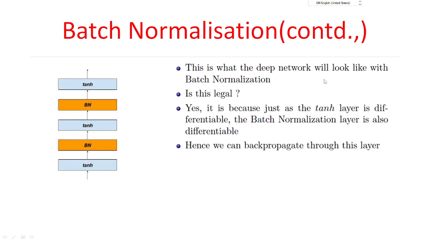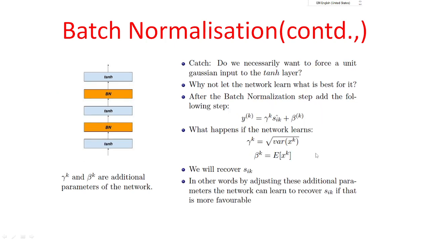This is what the deep network will look like with batch normalization. With batch normalization, tanh, then batch normalization, then tanh. The tanh layer is differentiable. The batch normalization is also differentiable. Tanh is differentiable. Hence, we can propagate backward through these layers.